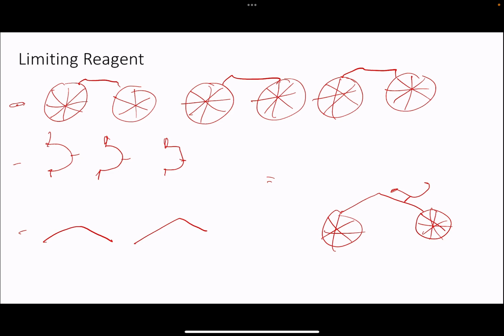So we can make up to three bikes. Oh, let's look at the handlebars. It just so happens that we can make 1, 2, 3 bikes as well. But we only have 1, 2 frames. So we can only make up to 2 bikes because we only have 2 frames available. And so that means that our limiting reagent has to be our frame, because we can only make as many bikes as our frames allow.